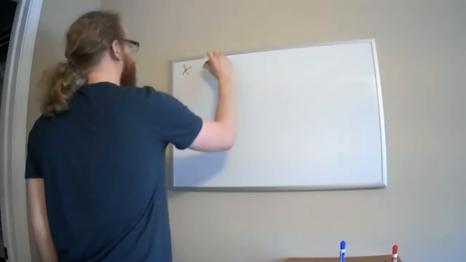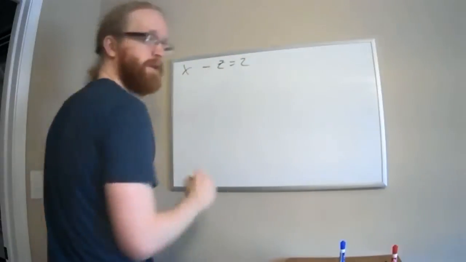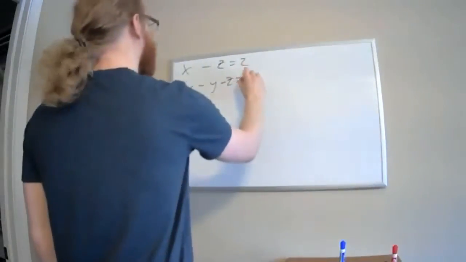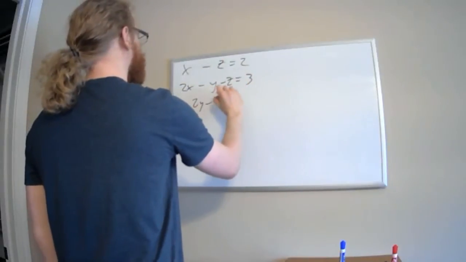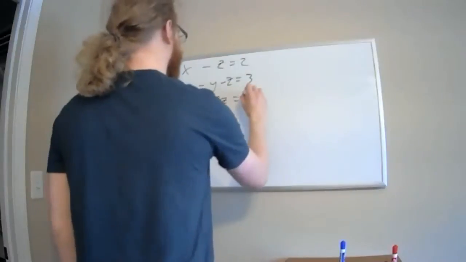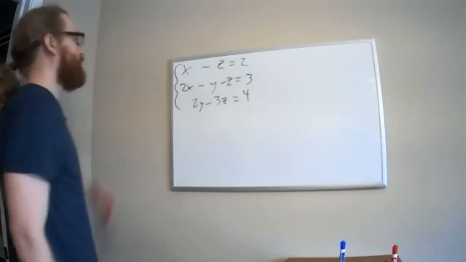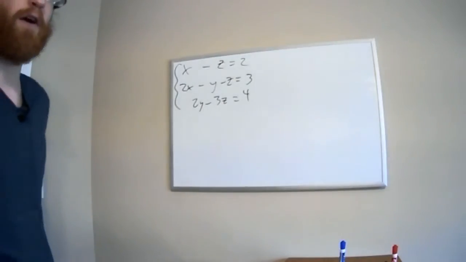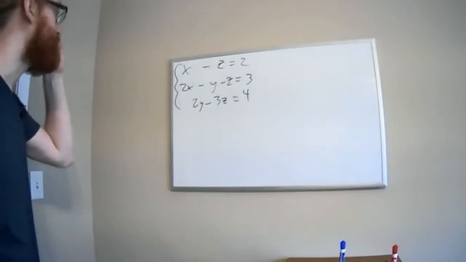So let's see, we have x minus z equals 2. We have 2x minus y minus z equals 3. And we have 2y minus 3z is 4. So I have this system of 3 equations, and we're asked to solve it. We have to find all solutions.